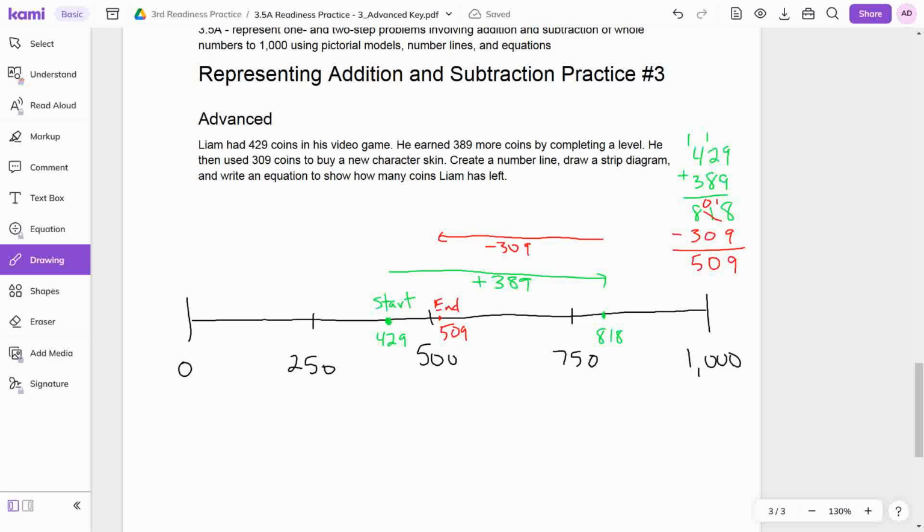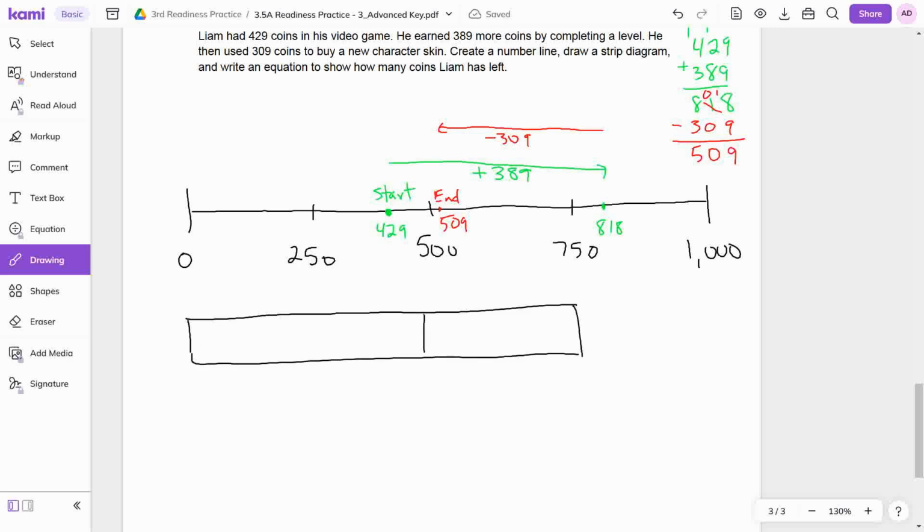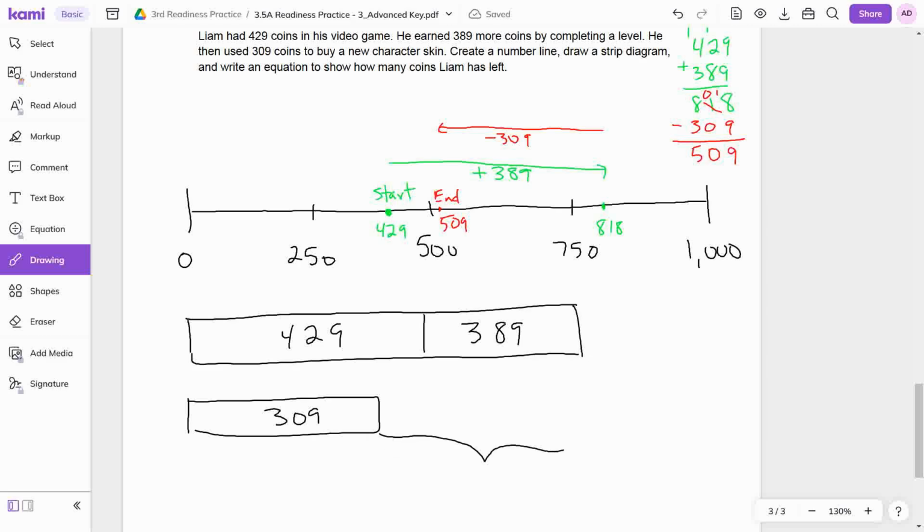I also need a strip diagram and an equation. So we could do the same thing to where we are taking, let me just draw one big bar here, and then I'll just cut it into pieces. So this is my 429 to start. This is my 389 that I'm adding. And then I'm going to take away 309. And I'm looking for my missing piece, which is the 509.